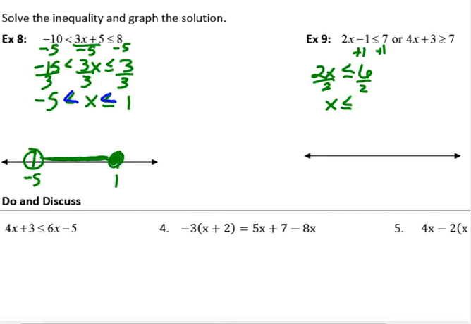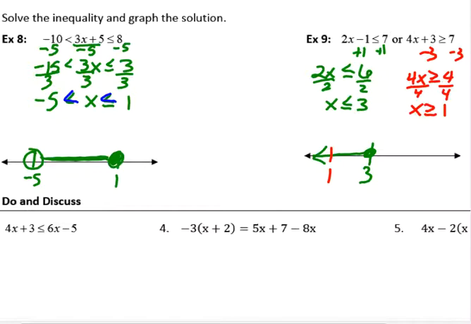I'll put 3 on my number line. I didn't divide this here. So I have to have 3 on my number line, closed circle, and I'm going to go less than that. So all those numbers will be included no matter what I'm doing with the second part. Well, for the second part, I'm going to subtract 3 from both sides. And then divide by 4. So 1 is lower than 3, so I need to put that down here. And again, it's a closed circle. They could be different. And this one's going up.